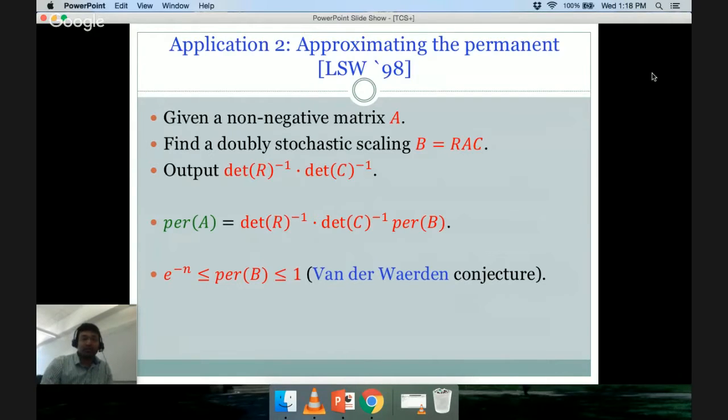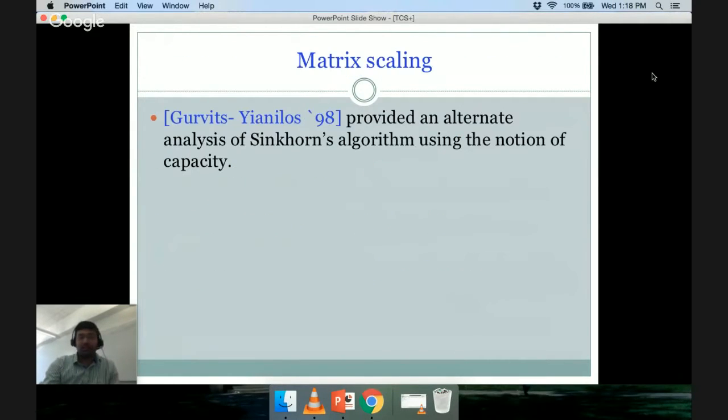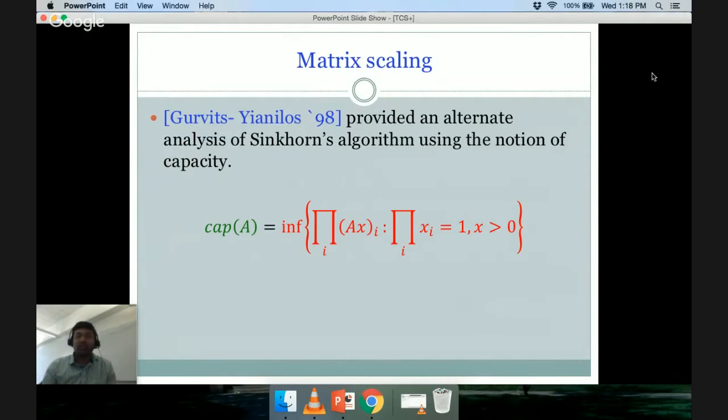So this was about matrix scaling. I should also mention that Gurvits and Yianilos provided an alternate analysis of Sinkhorn's algorithm using the notion of capacity. The capacity of a matrix A is defined as how much it shrinks the product of the entries of the vector it acts on. It's the infimum of the product of (Ax)_i such that the product of x_i is 1 and x is a positive vector.